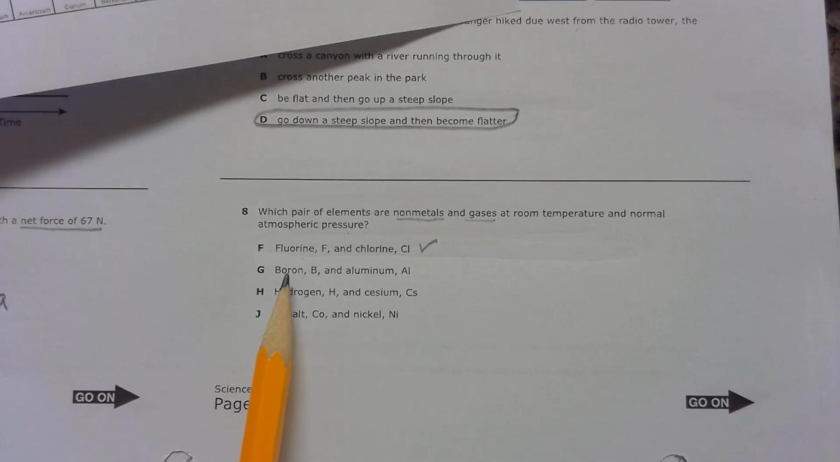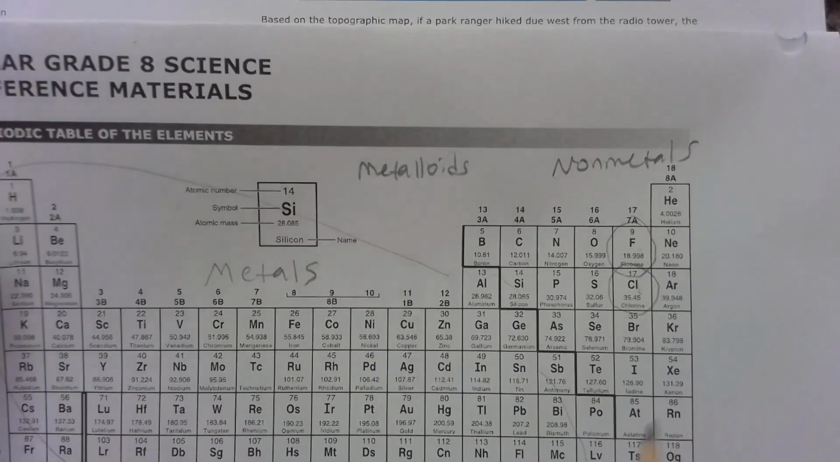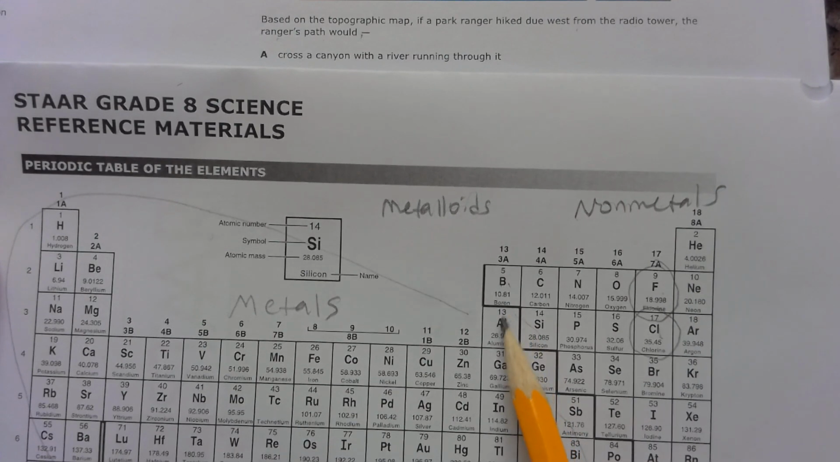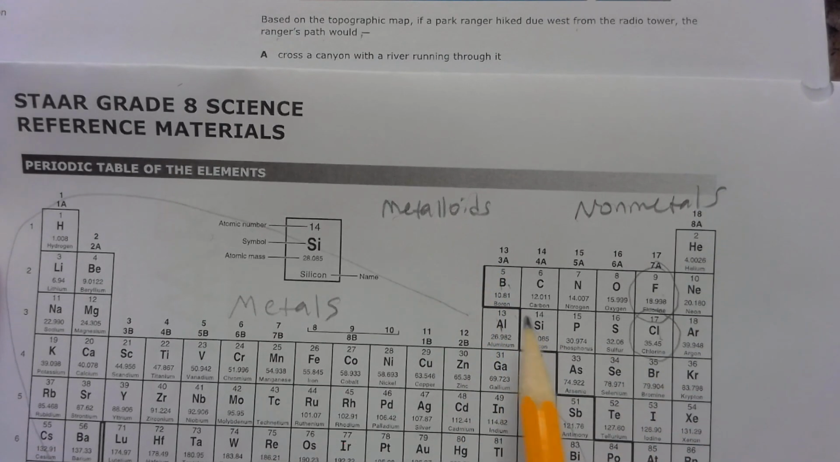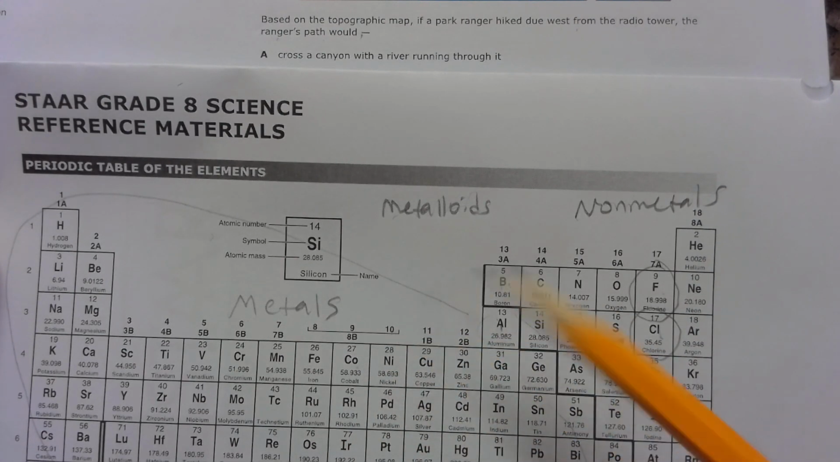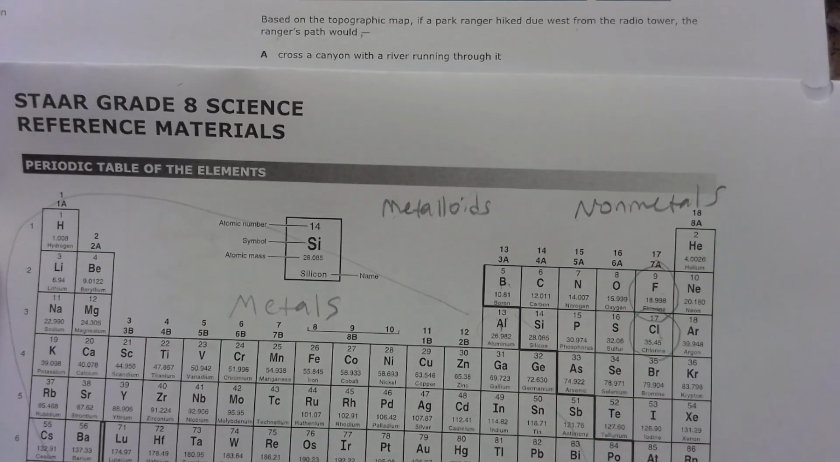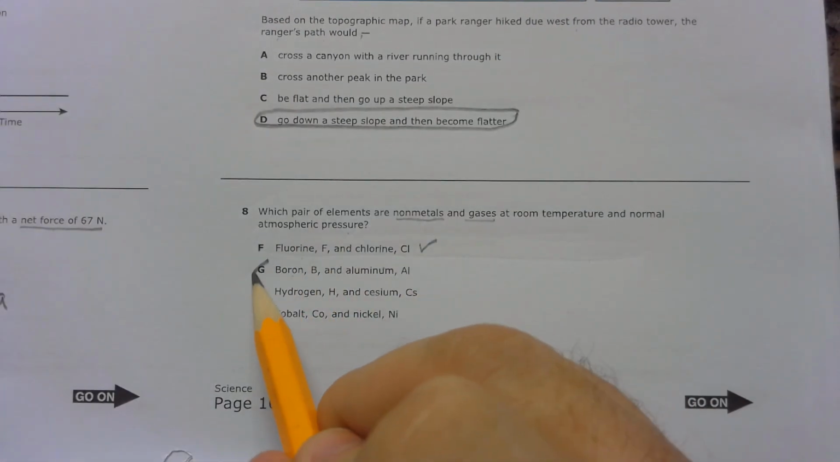The next two are boron and aluminum. So boron and aluminum are both touching that line, although aluminum we typically talk about more as a metal. It is on that side of the line. So aluminum is a metal, but boron is a metalloid, so neither one of those is a nonmetal, so we can get rid of that one.